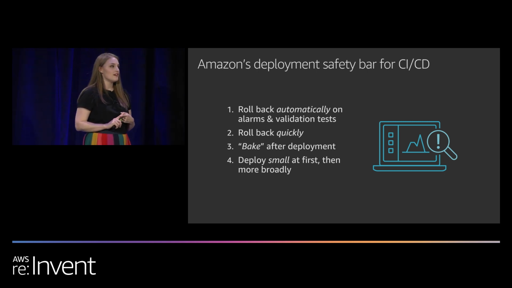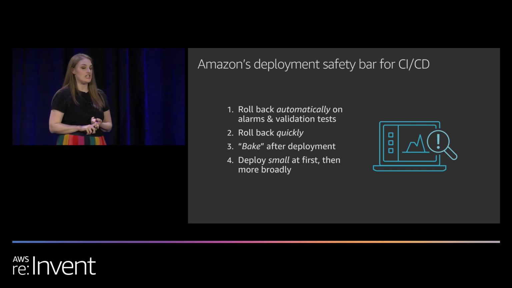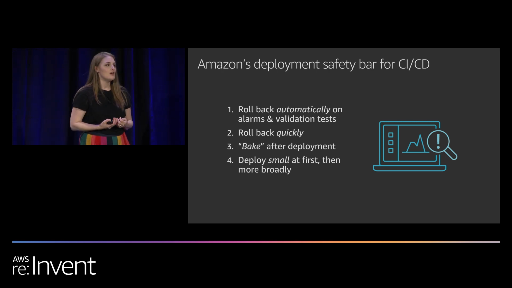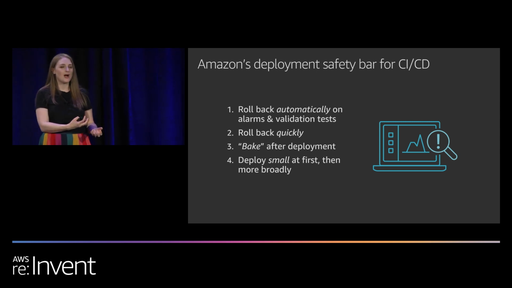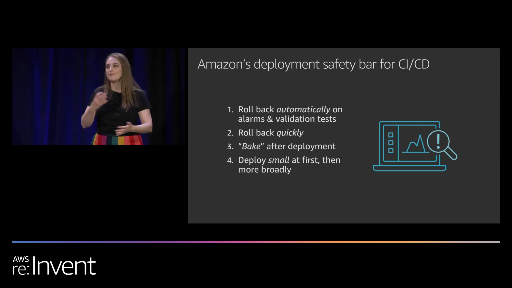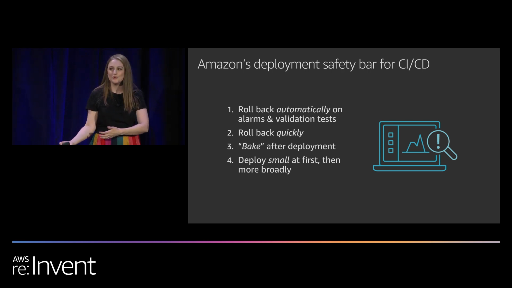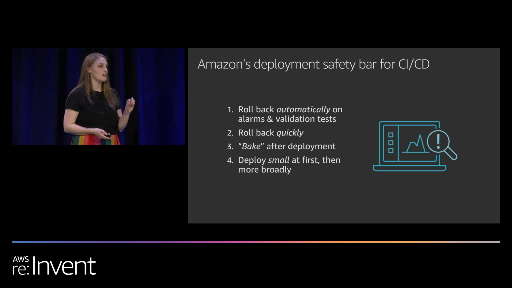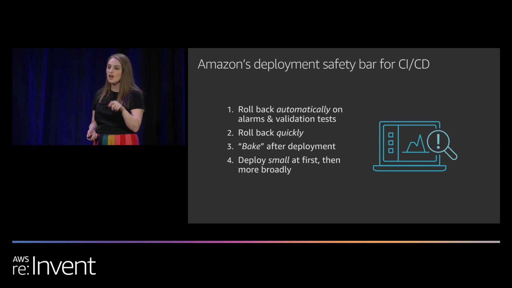So our first tenet for deployment safety is rollback automatically on alarms and validation tests. What we found across all of the services that we operate, people are just too slow. They're too slow to page when there's problems going on. They're too slow to figure out which pipeline they need to roll back. They're too slow to figure out how to roll it back in the tool. And so number one tenet that we have here is to roll back automatically so that it happens automatically if any alarms trigger or if any validation tests fail.